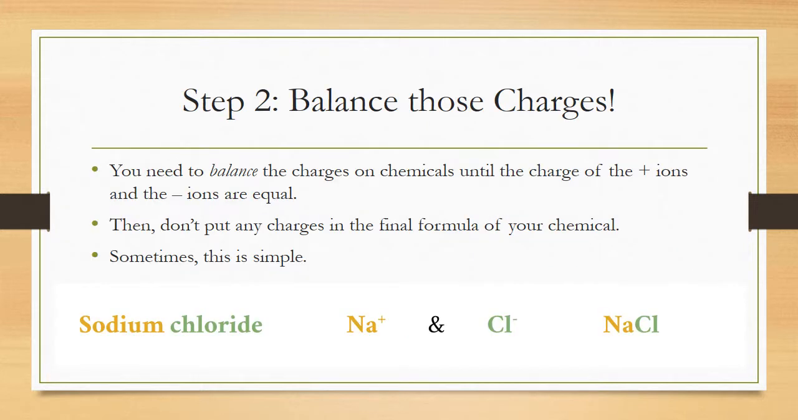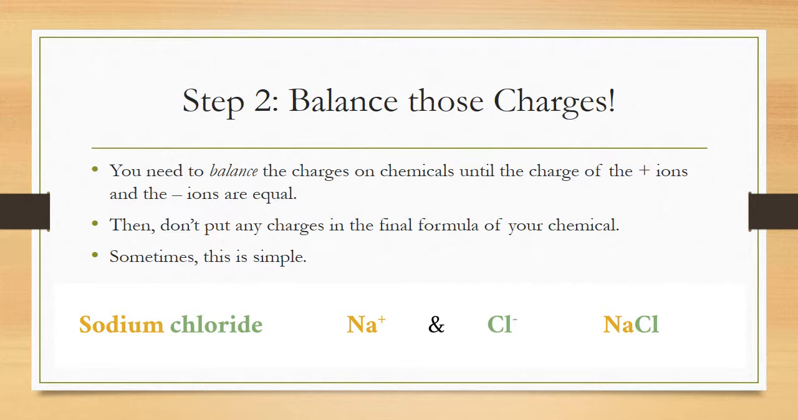The second step is to balance those charges. The ionic compound is going to have an overall charge of 0 because the charges of the anion and the cation will cancel each other out. So you need to balance the charges until the charge of the positive ions and the negative ions are the same. Then you don't put any charges in the final formula of your chemical.